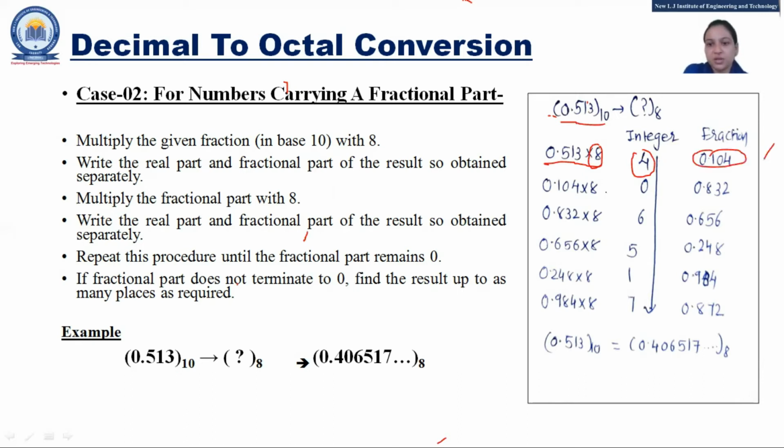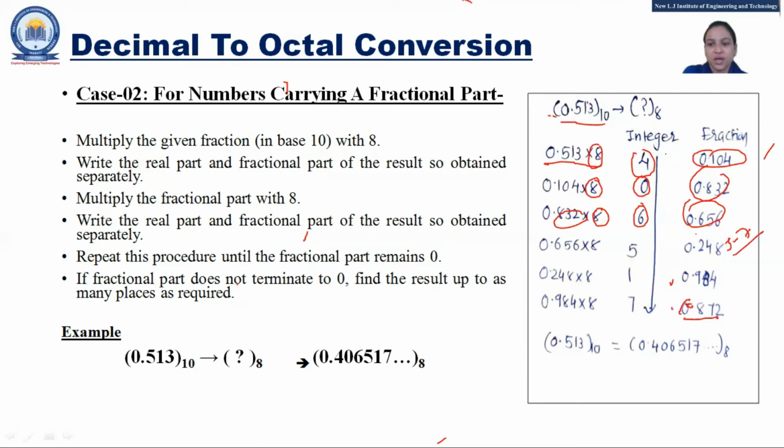take this fraction and we multiply by 8. We get the integer 0 and the fraction is this. Again fraction is here, multiply with the 8, we get the integer 6 and the fraction is this. So we have to continue the process until we get the fraction equal to 0. But here we are not getting fraction 0. So we have to stop, and we have to consider 5 to 7 digits.